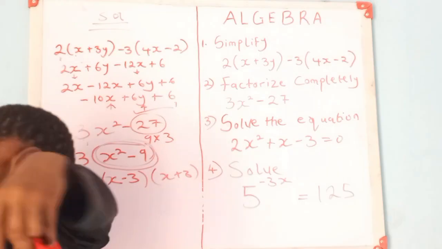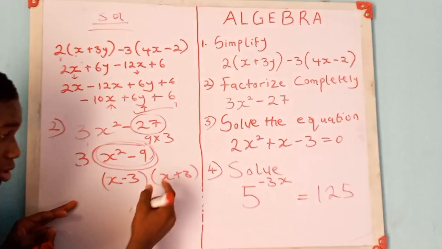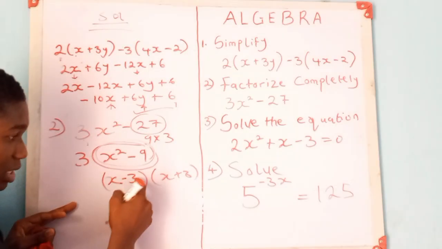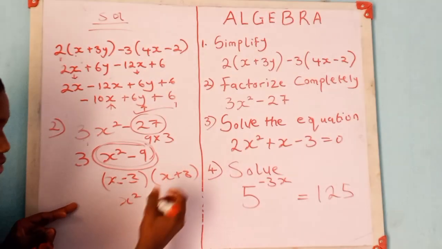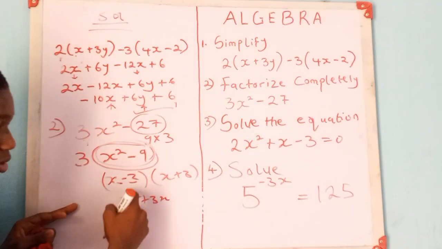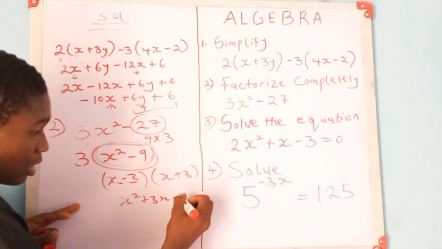So now let's prove it and see if it's actually right. So now let's go. This multiplied by this is going to give me x squared. This multiplied by this is going to give me plus 3x. This multiplied by this is going to give me minus 3x.